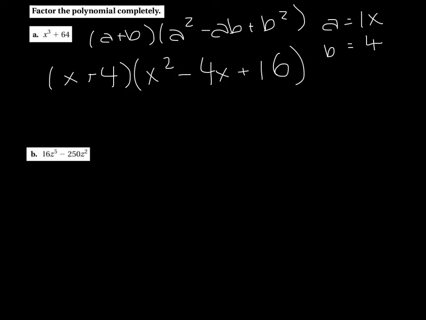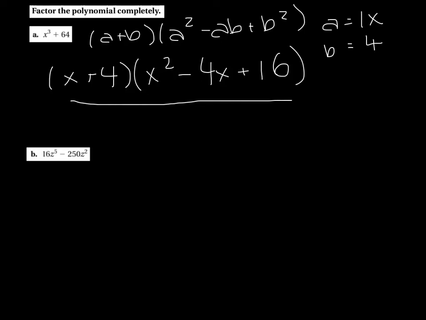Now, the directions say to factor the polynomial completely. If we look at our first term here, we have x plus 4. That's factored completely. Can we factor x squared minus 4x plus 16? We cannot. This term is not factorable, so this is going to be our final answer. This is completely factored. So moving on to b here, we have 16z to the 5th minus 250z squared.